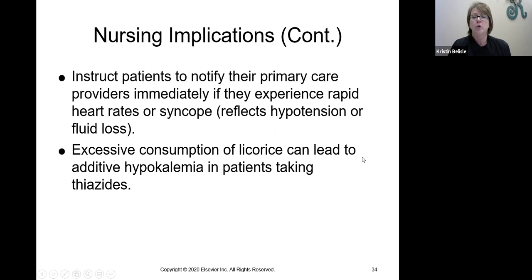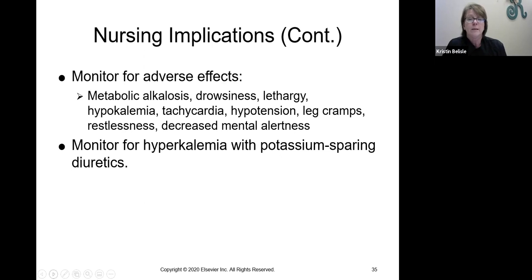Excessive consumption of licorice can lead to an additive hypokalemia in patients taking thiazides. This is a ding, ding, ding moment. Just put it in there. It's one of those things that you won't forget. Licorice can lead to hypokalemia if you're taking thiazides. I do want you to know that. Not that a lot of people eat licorice anymore, but it is something important to know.